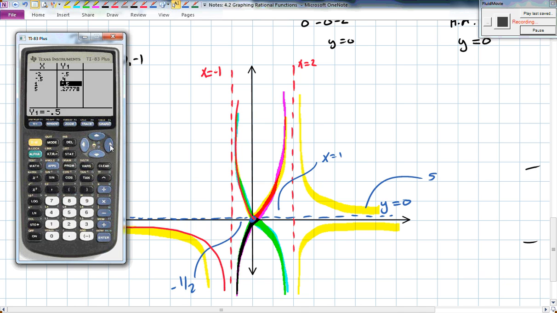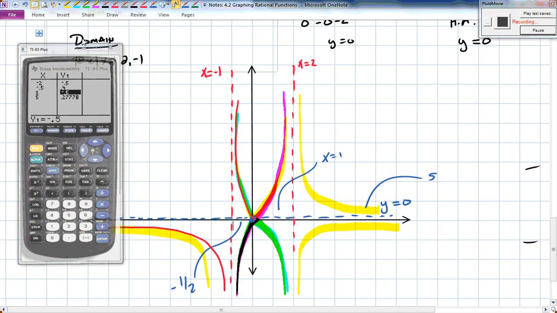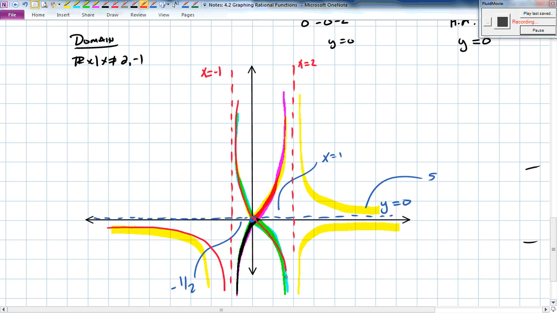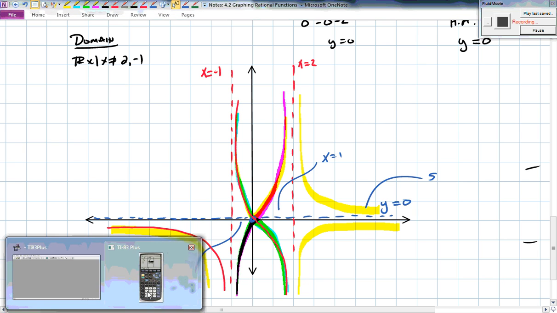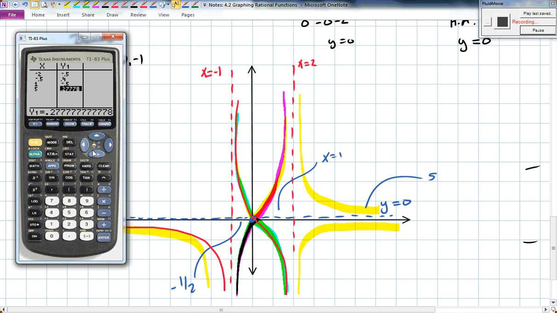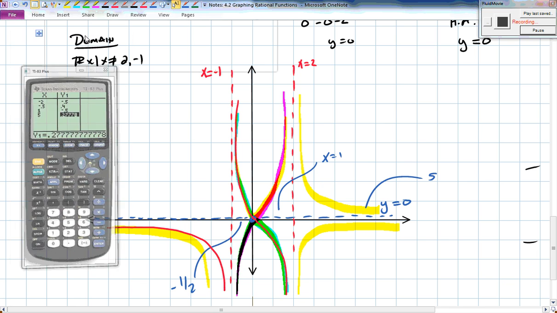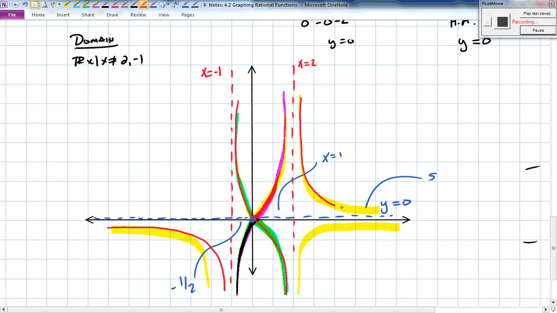We get a negative number. So that means we are below the graph. So that means that we are coming through and going below the graph like that. And then finally, when we test 5, what do we get? We get a positive number, so therefore it must be the case that this is what's going on here, okay?